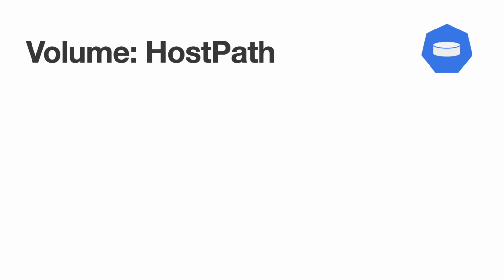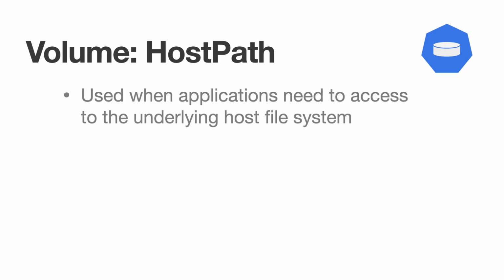Now let's learn about the volume type called host path. The host path volume type is used when applications need to access the underlying host file system, so the node file system. Bear in mind it's very dangerous, because for example, if you give write access, then the application can actually mess up your host, and you don't want that.